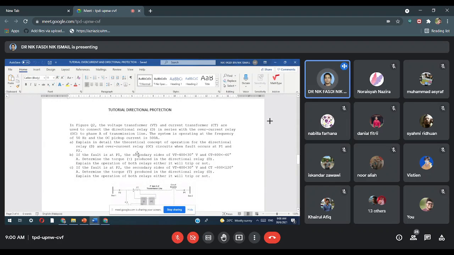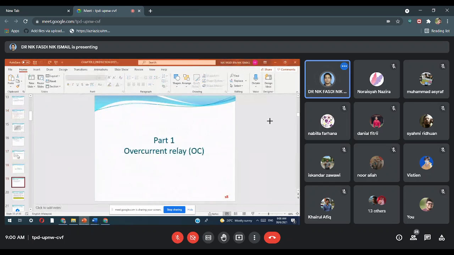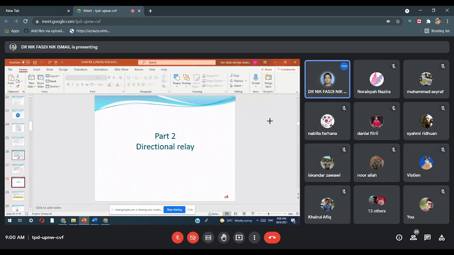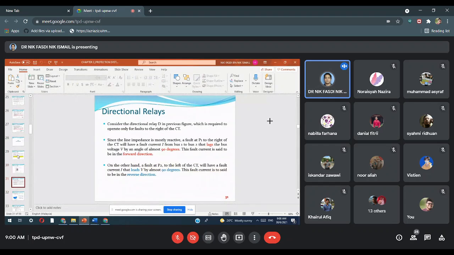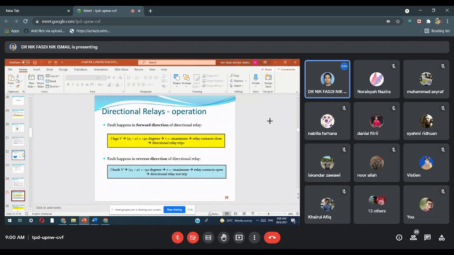Okay, we go to the second question, tutorial on directional protection. So directional, you know they operate based on the forward direction. If you read the notes here, it describes the relationship between voltage and current. For example, forward direction, I lags the voltage. Reverse direction, I leads the voltage. So this is what happens in the forward and reverse direction.